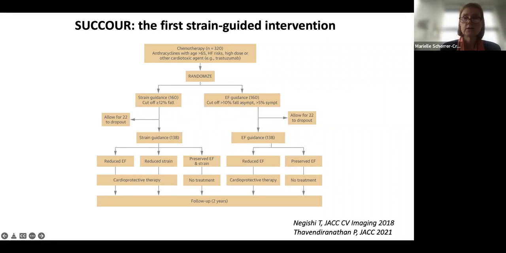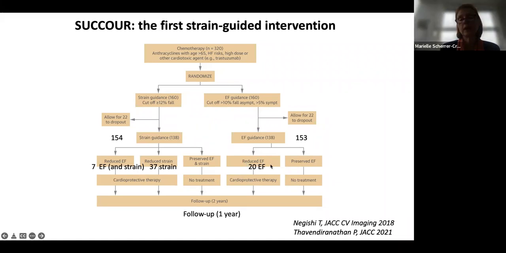And they did an extremely intensive work and published the results recently in the JAC. They did enroll more patients than they were going to enroll. It was a multi-center study, and they published their one-year result. So the first thing that they noted, which is not very surprising as strain is more sensitive than EF, was that there were many more patients who had a strain reduction. They took a 12% fall than patients who had an EF reduction.